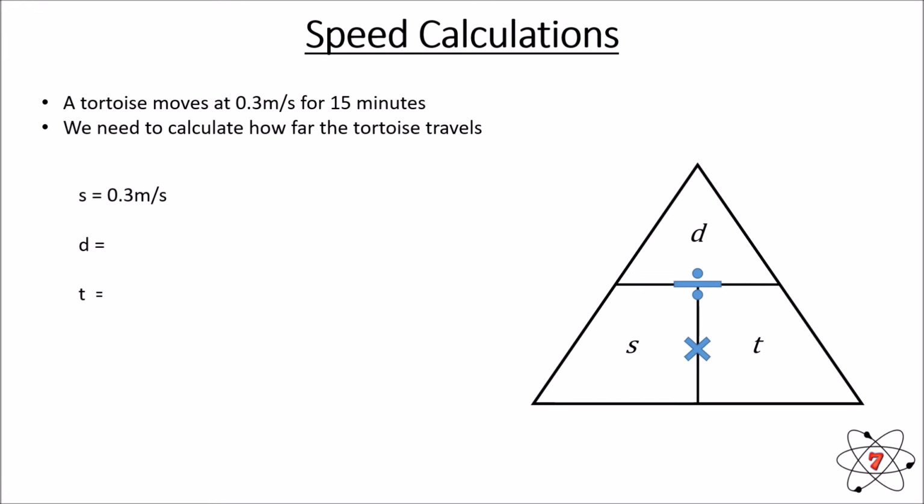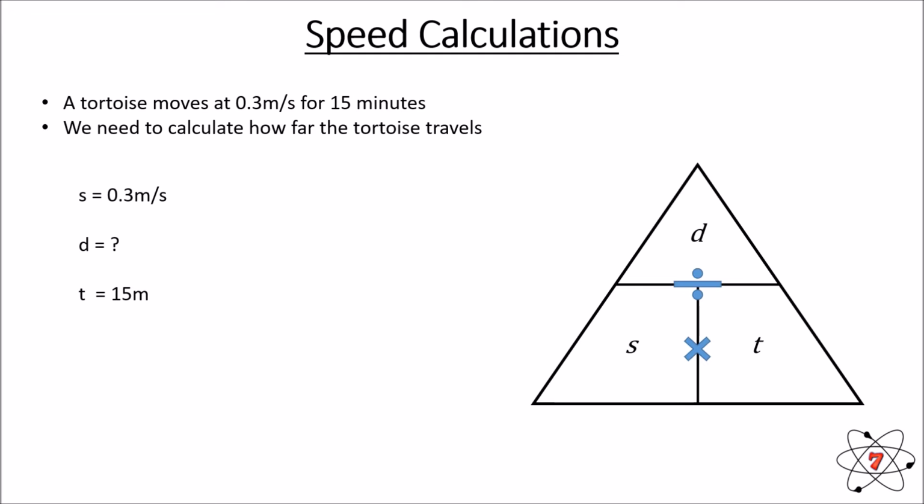So speed, 0.3 meters per second. Distance, we don't know, and time is 15 minutes. Now there's something very, very important here that you have to notice and recognize. The unit of speed is in meters per second, but the unit of time is 15 minutes. It's very hard to work with units that are different to each other. So you need to make sure that the units are the same for speed and time. And this is why we have our SI units. These are our standard units that we want to use.